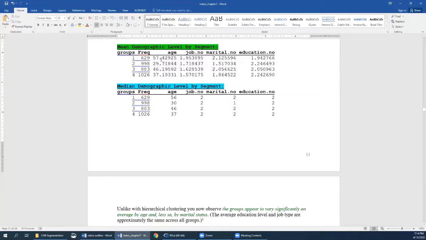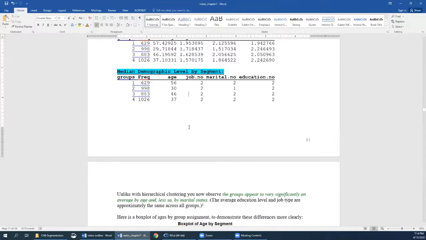It seems like group 1 is everyone in their 50s, group 2 is late 20s, group 3 is mid 40s, and group 4 is mid to late 30s. We're seeing some separation by age, but just to a lesser degree. The medians are not as different. Also, not a lot of education separation here. Like all the education values, the means are between 1.94 and 2.24, so not a lot of difference there.